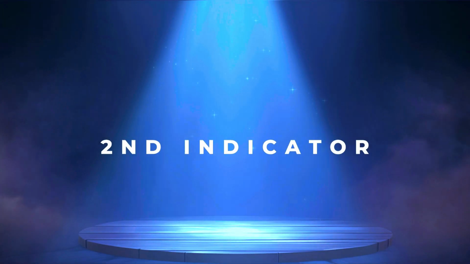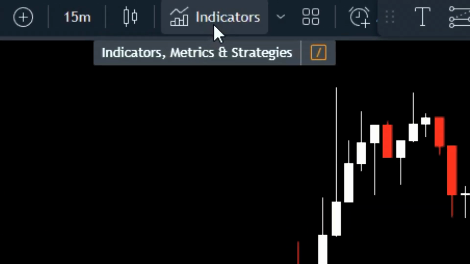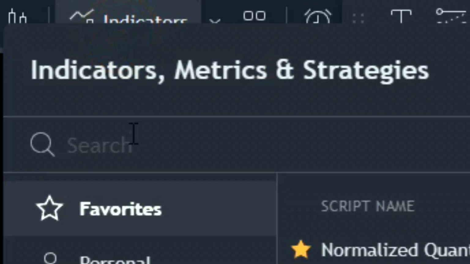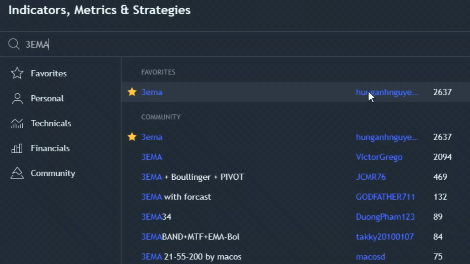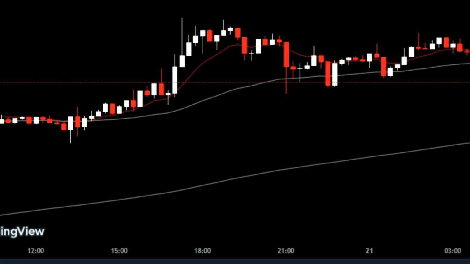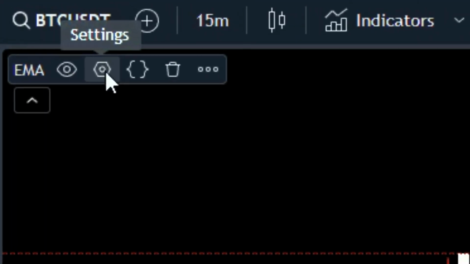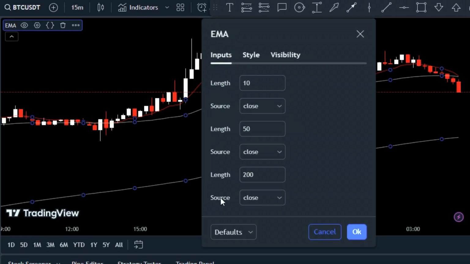As I mentioned earlier, we're going to use another free indicator in this strategy. This time, we need to search for the 3 EMA indicator in the search bar of the indicator section. Now click on the gear icon to open the 3 EMA settings panel. Then follow along with me as I adjust the parameters.